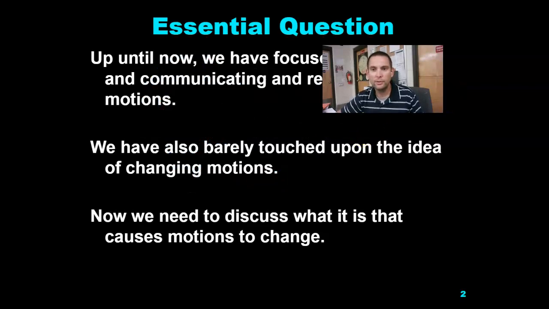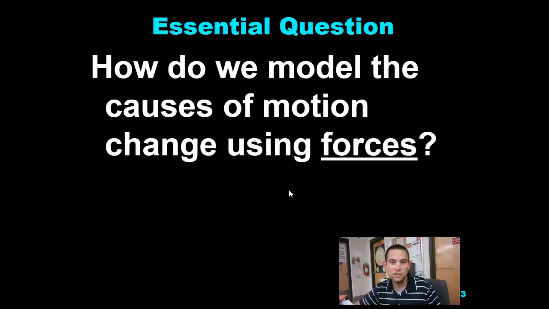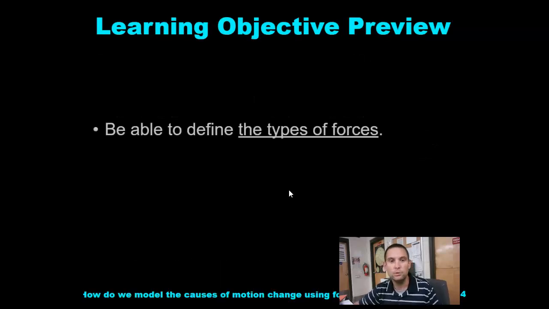Alright, so up until now we focused on motion and communicating and representing motions. We've also barely touched on the idea of changing motions. So we're going to discuss what it is that causes motion to change. So here's our essential question. How do we model the cause of motion changing using forces?